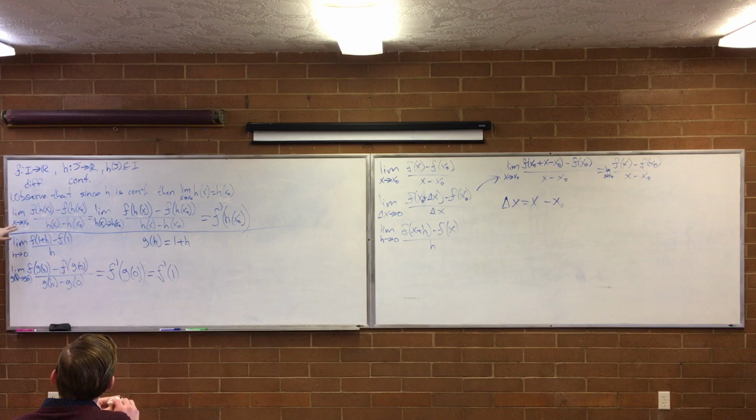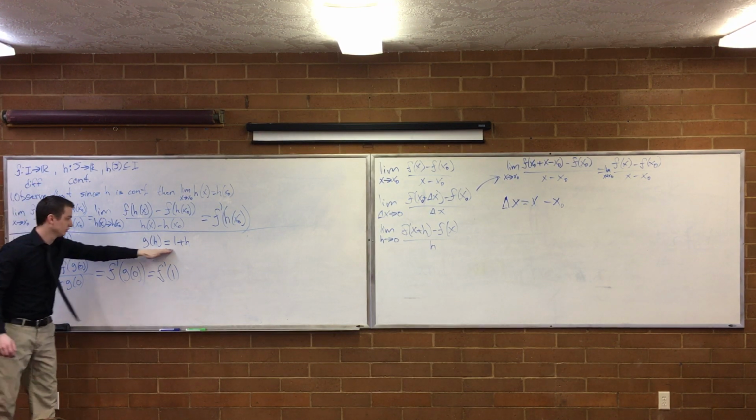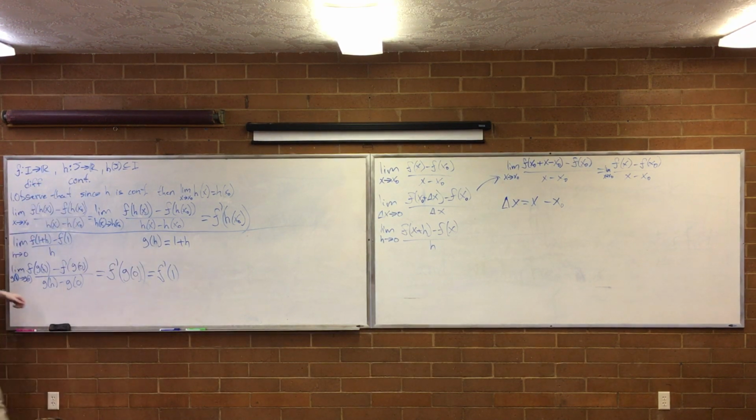To use this theorem, it's saying if f is differentiable and h is continuous. So I need to rephrase this as a composition of a differentiable and a continuous function. I need it to be a continuous function being plugged into a differentiable function. Okay. Here's a continuous function. And then we know that f is differentiable. Why? It's given. It says it. It's differentiable at x naught. In our case, 1.